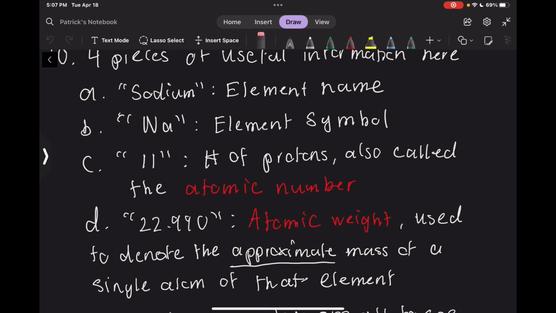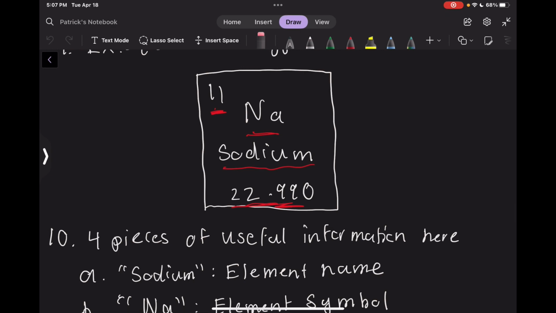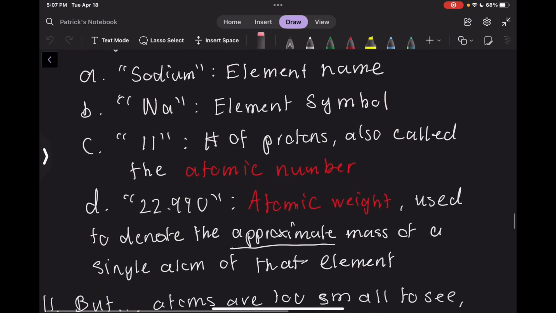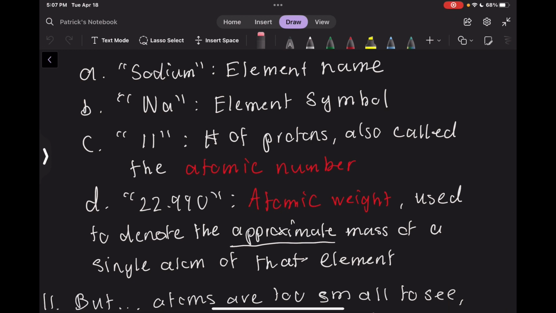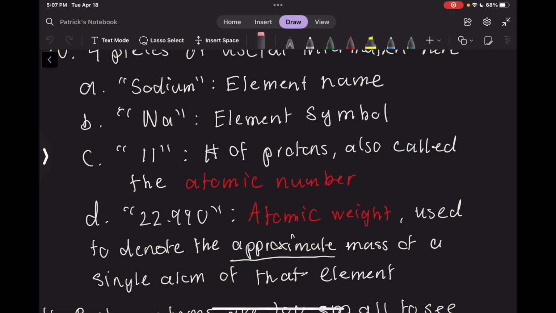Thirdly, we have the number 11 written on the top left corner of the square. The number 11 represents sodium's atomic number, which is the technical name denoting the number of protons found in a single sodium atom. Finally, we have this decimal number, 22.990. This number is called the atomic weight, and it is here to denote the approximate mass of a single atom of that element, in this case sodium.